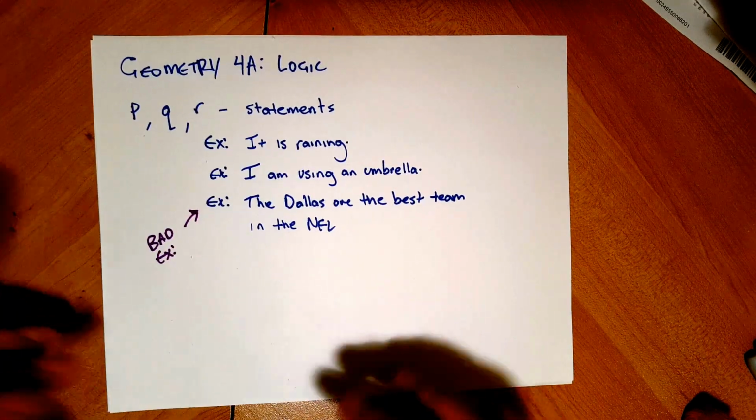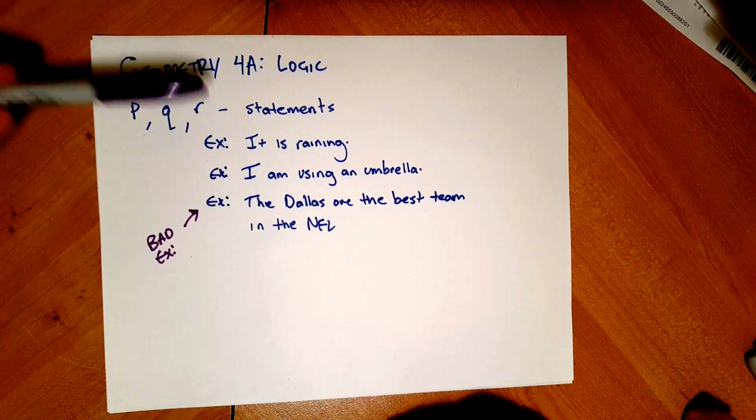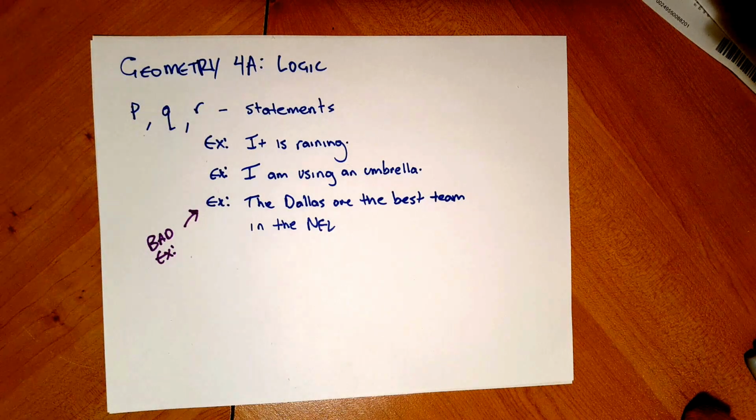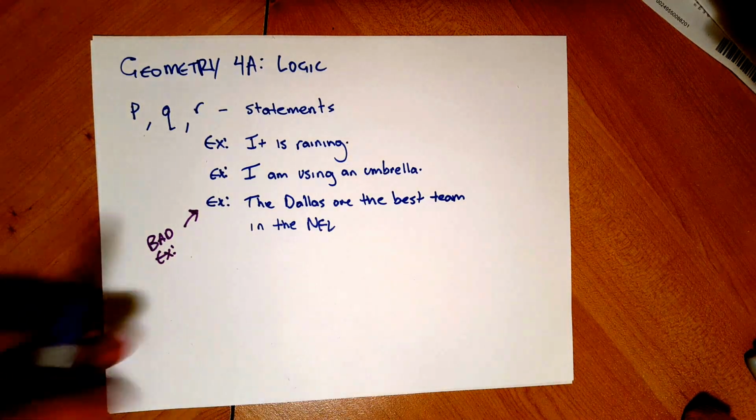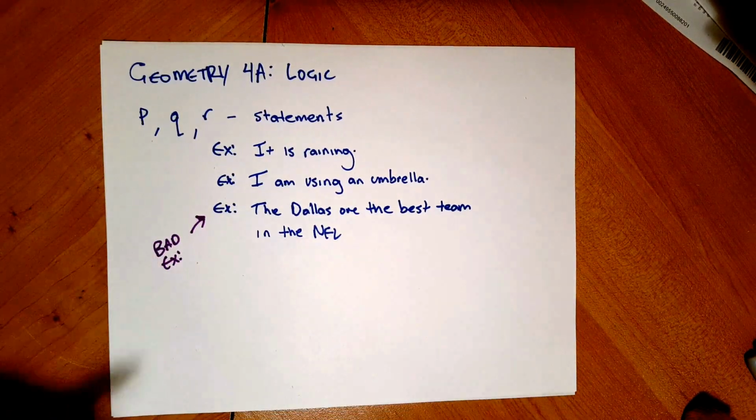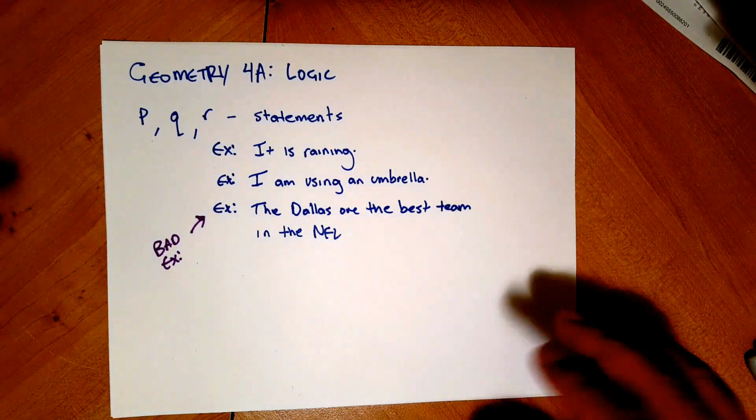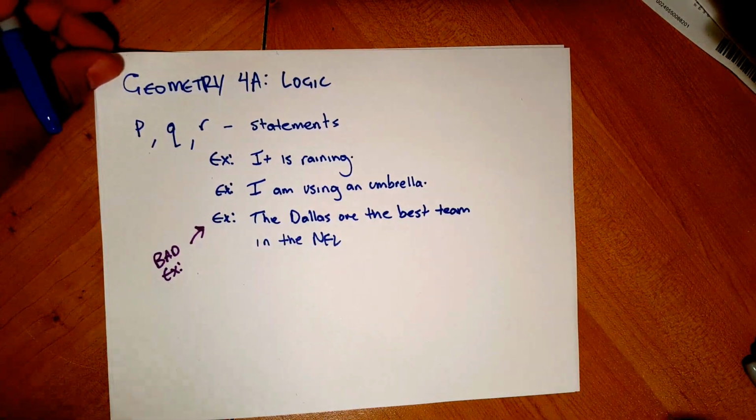All right, so we have our basic statements. Again, we'll say it is raining, I am using an umbrella. So we'll talk about the opposite of these statements. So we have these statements that we're going to say are true or false. So we're going to say the opposite of them. The way that we do that is by what we call negation. So the symbol we're going to use for negation is the tilde, or the sideways wave. So this just means negation, negative, opposite.